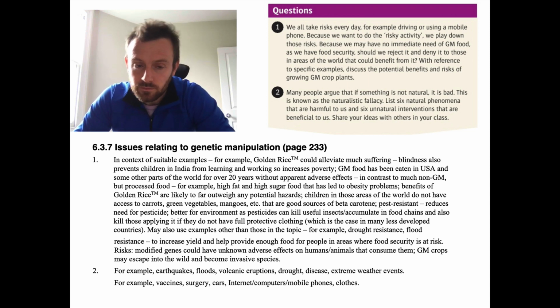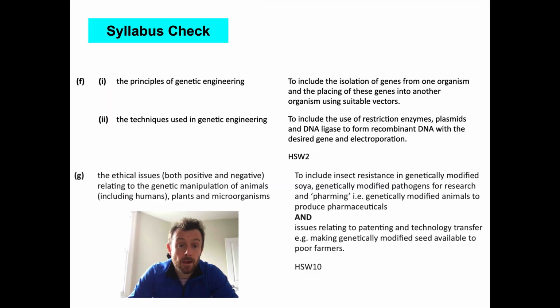So before we go, we're just going to look at the syllabus, which is here. Now, last lesson, we already looked at these syllabus points F1 and F2. How do we genetically modify organisms? And today we were looking at this one, G. So do you feel you are now aware of the ethical issues, positive and negative, relating to the genetic manipulation of animals, plants, and microorganisms? Specifically, can you remember and talk about insect resistance in genetically modified soya? So that's BT. Genetically modified pathogens for research, so that's like viral vectors, and farming, i.e. genetically modified animals to produce pharmaceuticals.